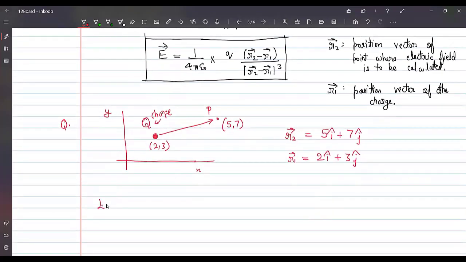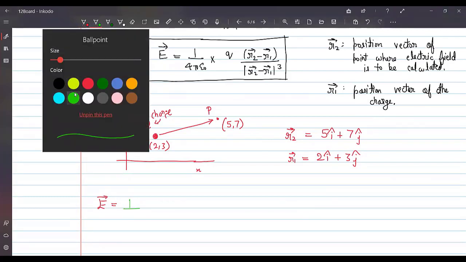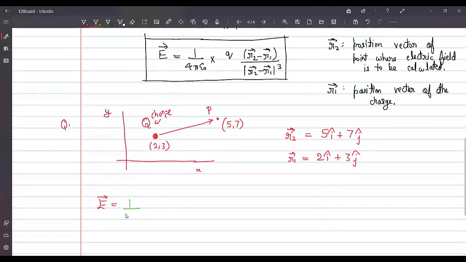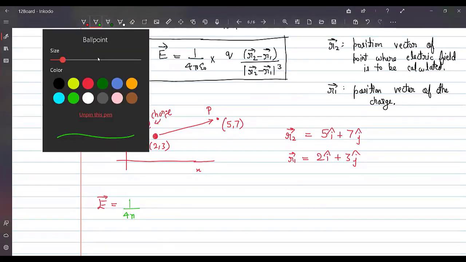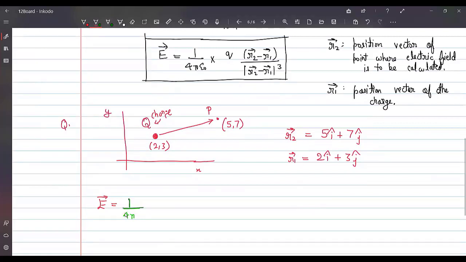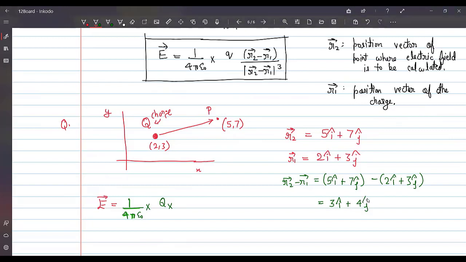To apply this formula, E vector equals 1 by 4 pi epsilon naught, q, the value of the charge is q, times r2 minus r1. If I need to calculate r2 minus r1, let me calculate it beforehand. That will be 5i plus 7j minus (2i plus 3j). That gives you 3i plus 4j.